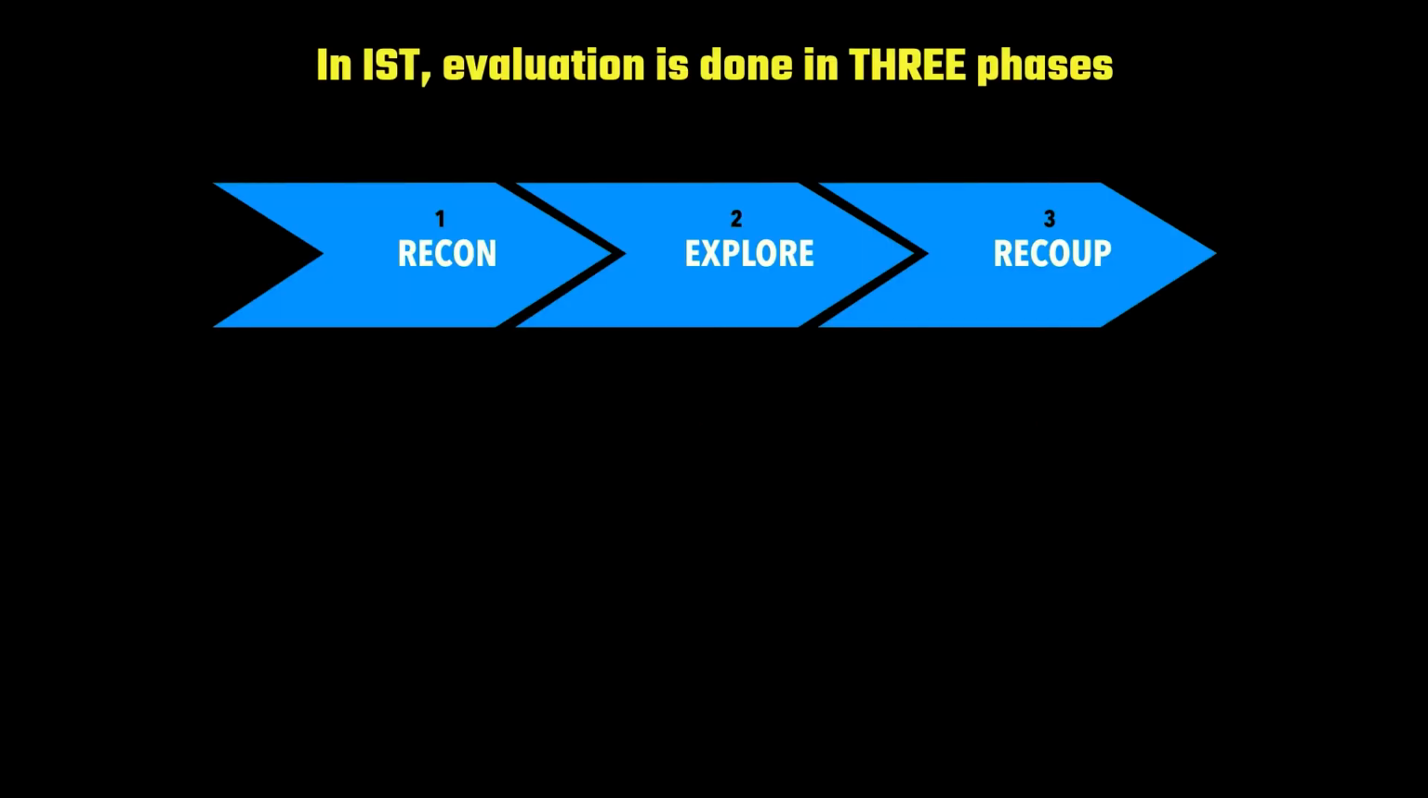In IST, evaluation is done in three phases. Phase 1, called the reconnaissance or recon, phase 2, the exploration, and phase 3, the recoup, the rest and recover phase. In the reconnaissance phase, the objective really is to understand the big picture, whereas in the exploration phase, the objective is to scan for issues. In the last phase of recoup, it's really about analyzing outcomes and refining what we have, and 1, 2, 3 occur in a cycle.